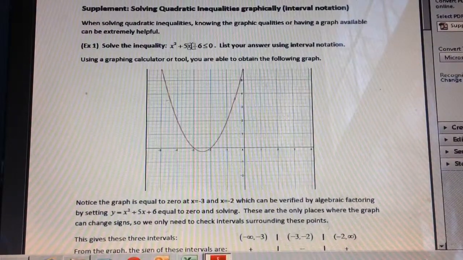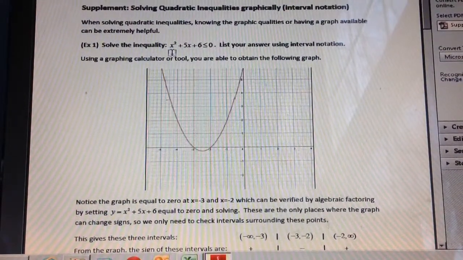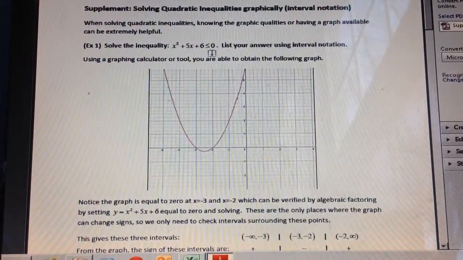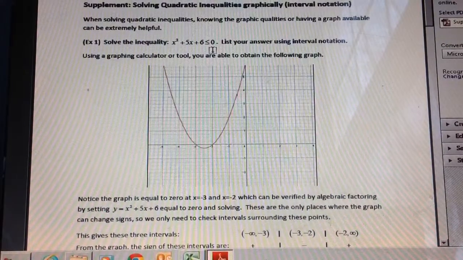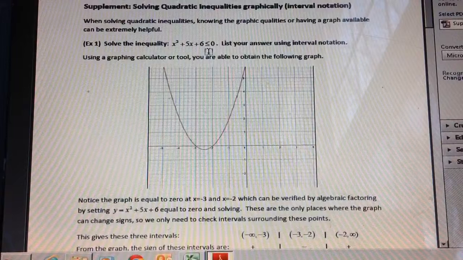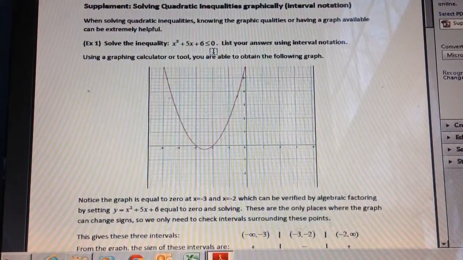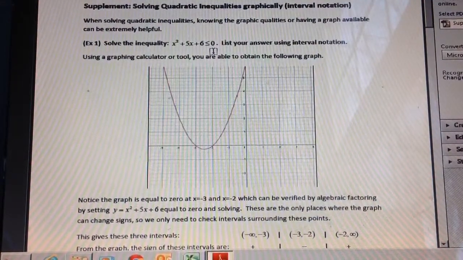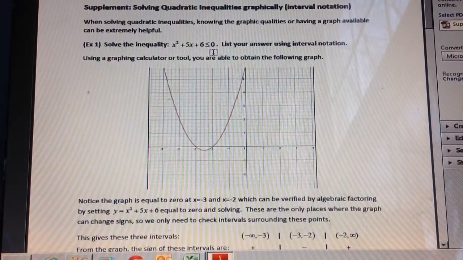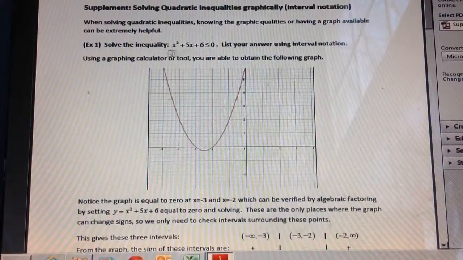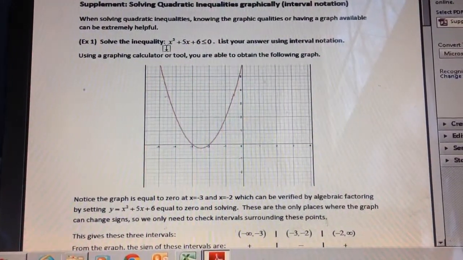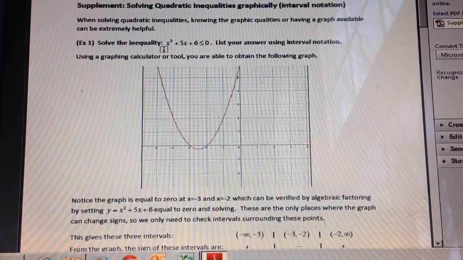So our first question is going to be to solve the inequality x squared plus 5x plus 6 is less than or equal to 0. So we only want those places where that function is below the x-axis, where it's less than or equal to 0. And we're going to list our answer using interval notation. So first of all, we want to get a graph of the equation. It's a parabola. In front of the x squared is positive, so it opens up. And here is a good representation of the graph.